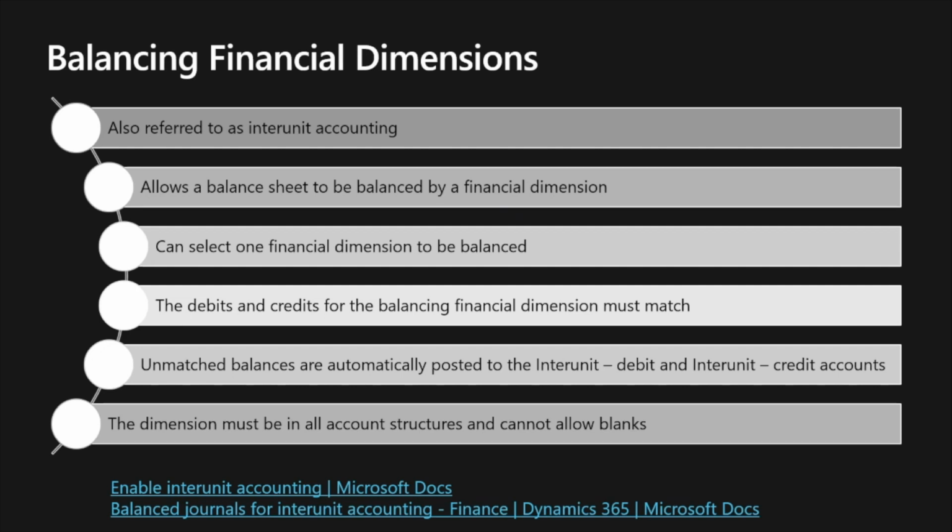When you post transactions, the debits and credits for the dimension that you've selected must be equal. If they're not, the system is automatically going to create an adjusting entry to balance the dimension using your interunit debit and credit amounts that you specify in the accounts for automatic transactions form. These accounts are your due from and due to accounts for balancing that interunit dimension, very similar to how you use your due from and due to accounts for intercompany accounting.